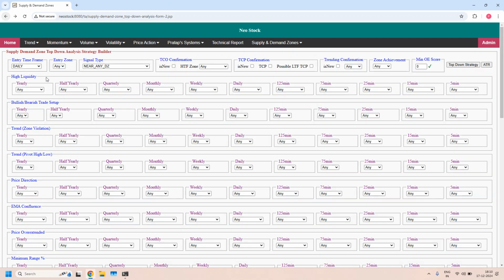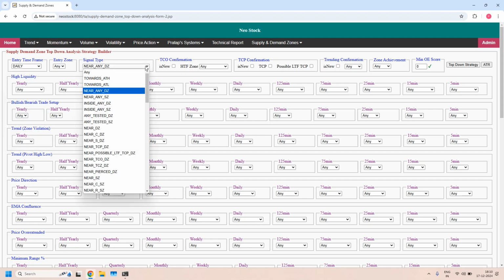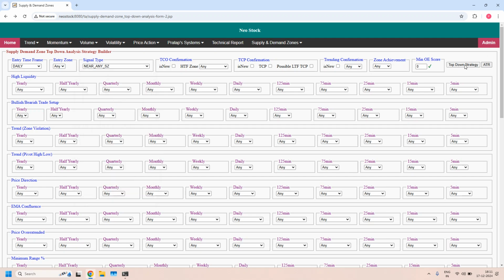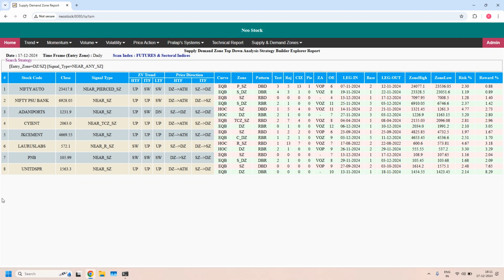Okay, next daily time frame. Let us find the stocks where price is near to the daily supply zone. 8 stocks are filtered. Let us identify high liquidity daily supply zones. Laurus Labs, again and again, last 1 week we are getting this stock. High liquidity supply zone. That's it. This is the only one we have.